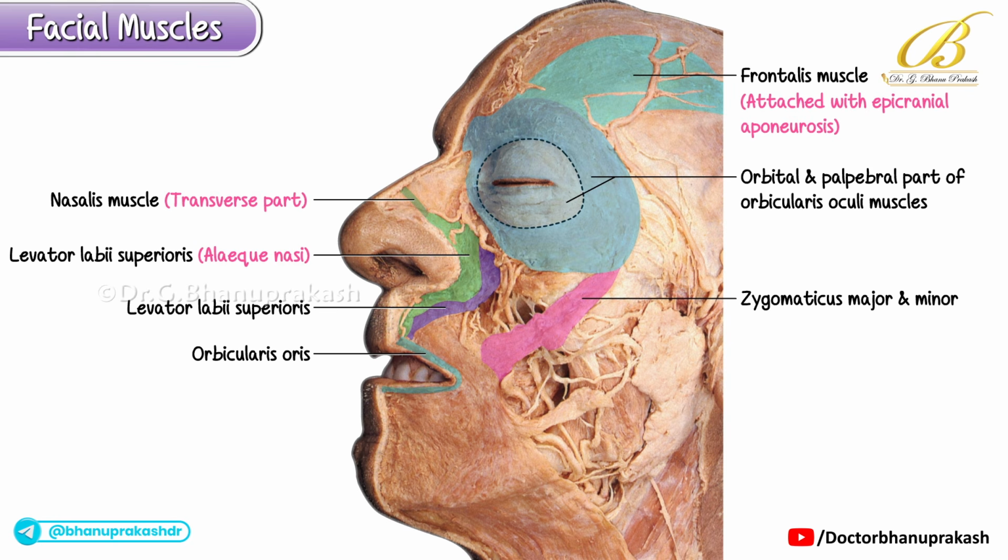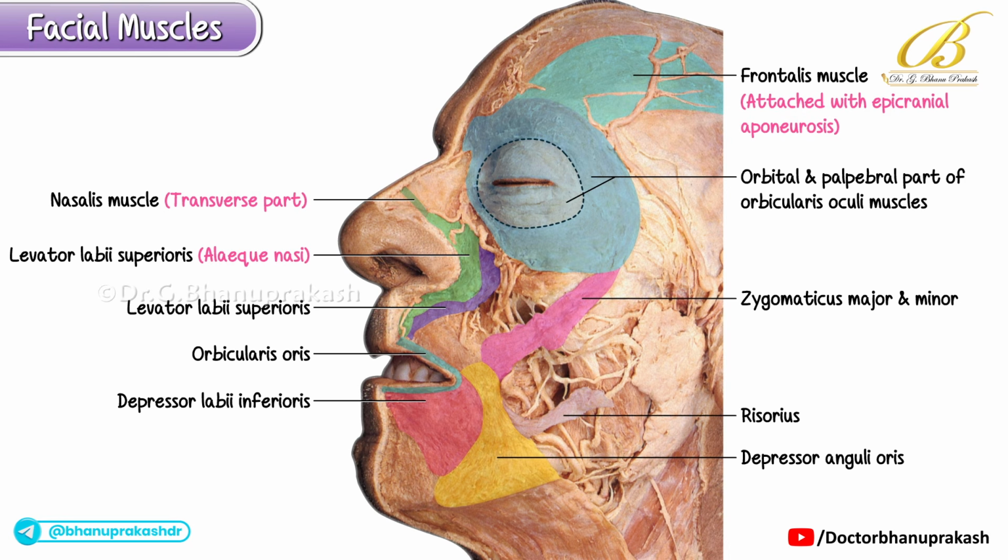Below the lower lip lies the depressor labii inferioris, and at the lateral angle of the mouth, the depressor anguli oris can be seen. Lateral to this lies the risorius muscle. Deeper in the buccal region is the Buccinator muscle, and on the chin area, the Modiolus muscle can be observed.